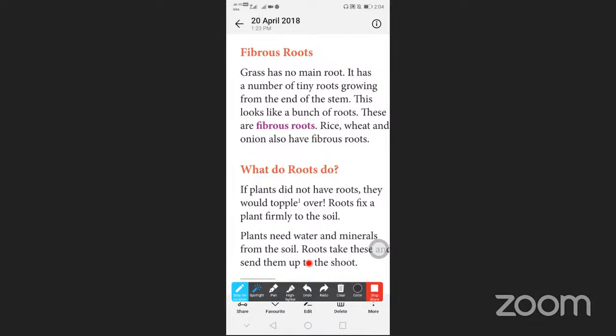So how are the roots helpful for a plant? The roots are helpful for the plant to survive. How, Nana? The shoot system, how is it helped? See, if a plant did not have roots, in one plant if there are no roots, what will happen? It will topple. Topple means what, Nana? To become unsteady and fall.